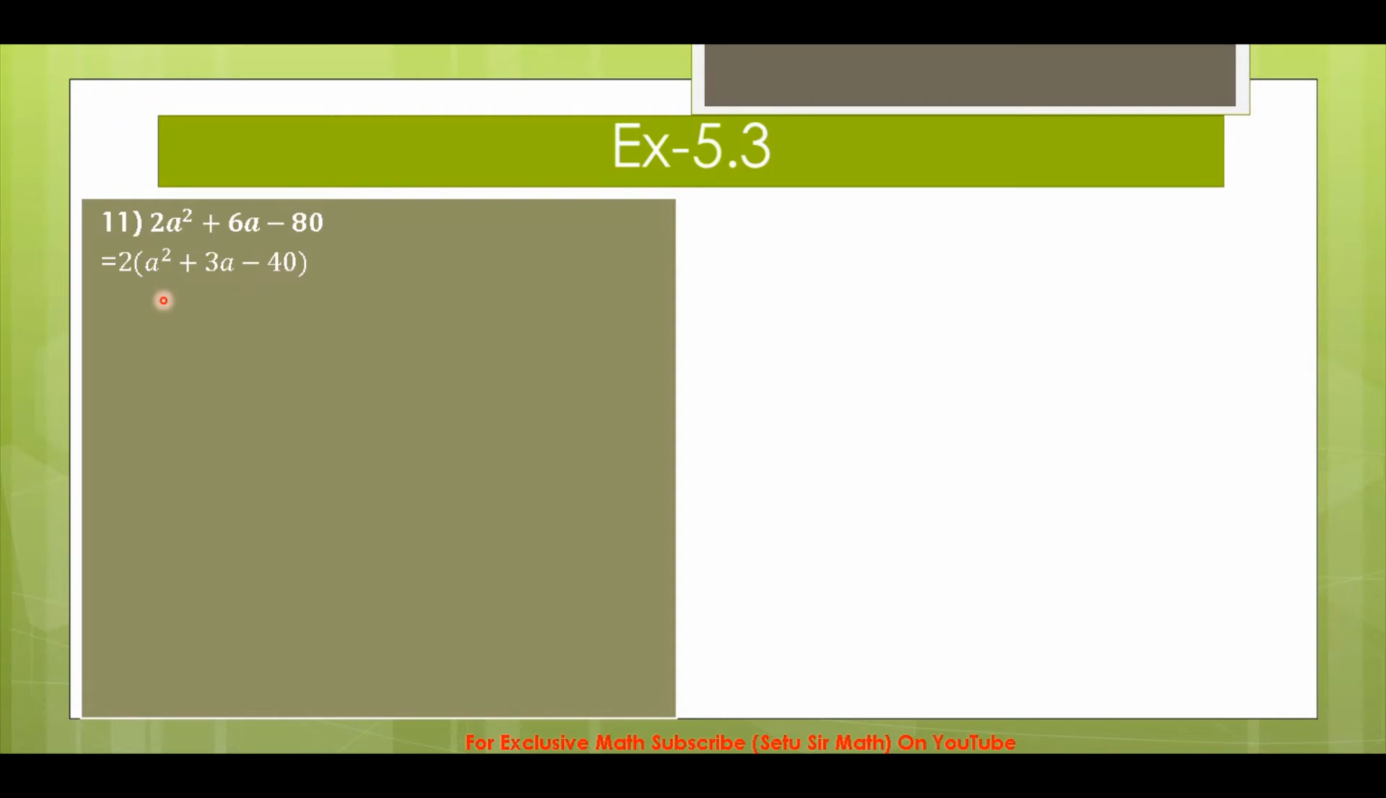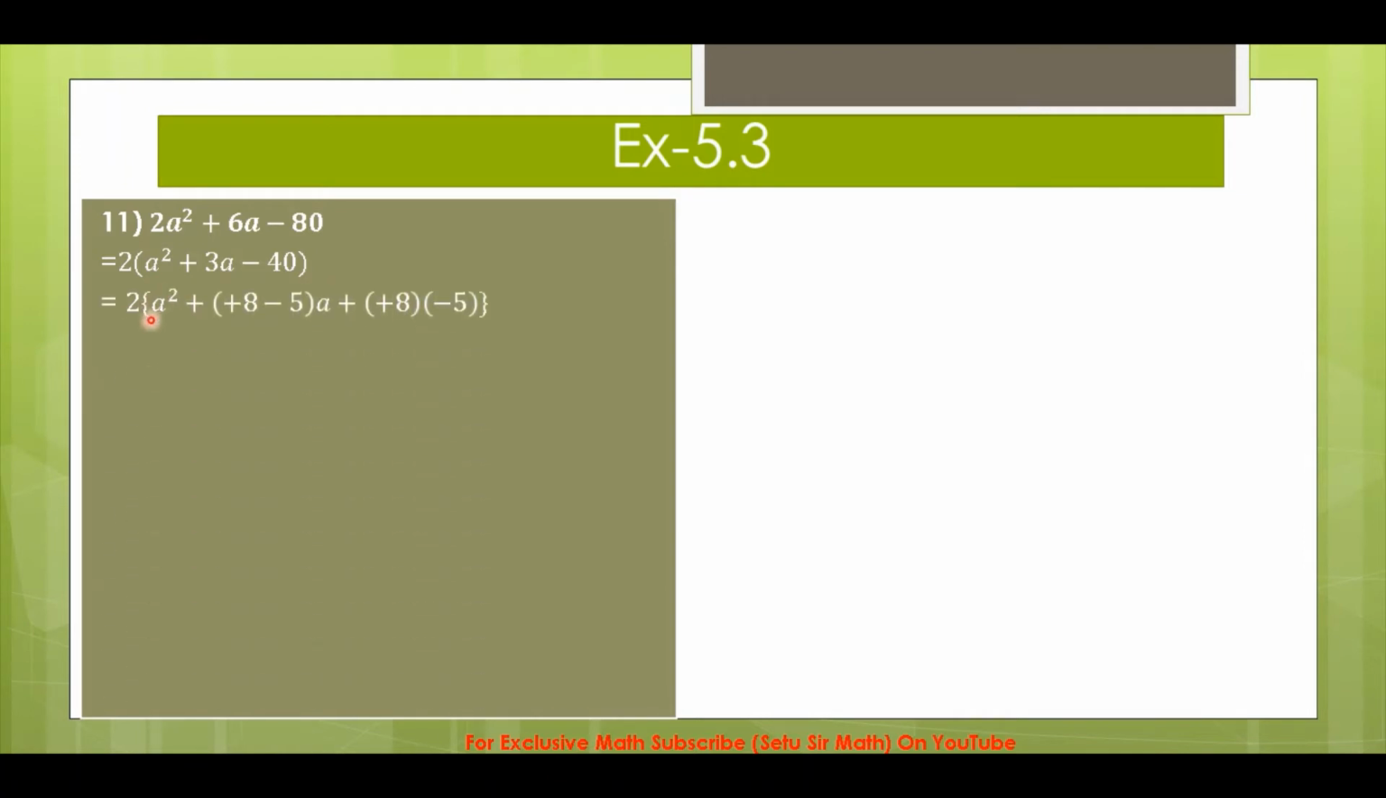How can we make this? We cannot take this as the formula of (a minus b) whole square or (a plus b) whole square. So we have to take the factorization from the formula a square minus b square. But how can we make this thing a square minus b square? Let's see a new thing.